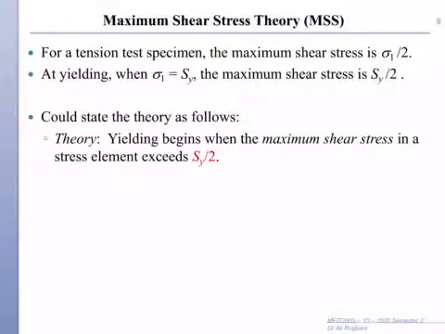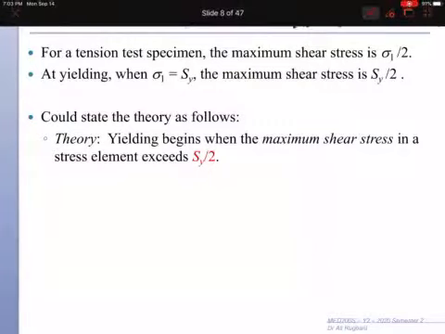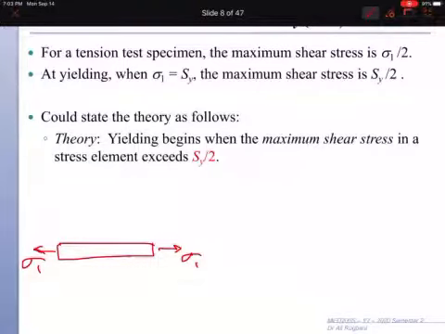The first theory that can be used for ductile material is the maximum shear stress theory, MSS. In this theory, we suggest that the maximum value for shear stress is limited by half of the yield strength. So if we start with a specimen that's subject to tension only, that means we have stress in only one axis. We don't have stress in the vertical axis. So sigma 1 has a value, sigma 2 is 0.